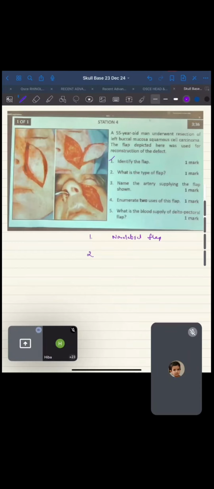Okay, now again coming to this, what are the types of flap? Can somebody take a try? This is a... anybody? Which type of flap?